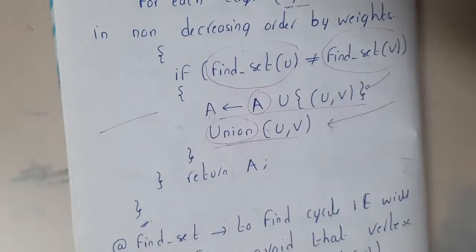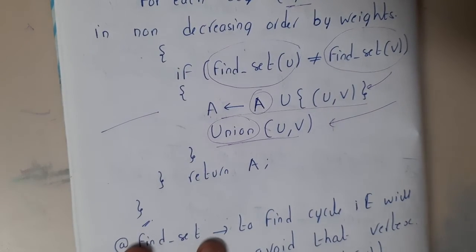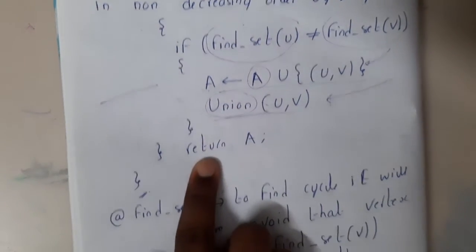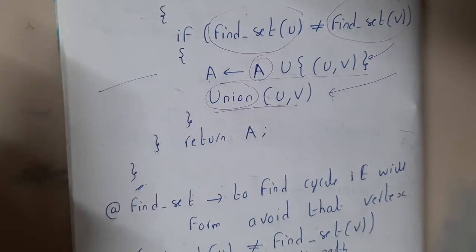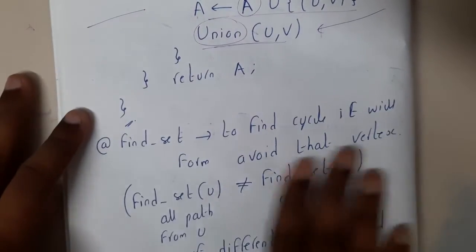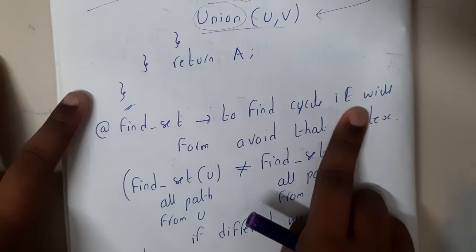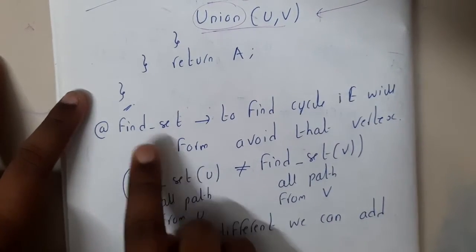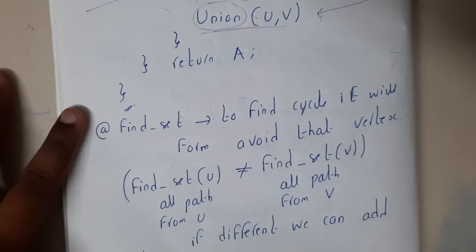Most of you will be having a question: what exactly is this find set, right? I'll be discussing that, don't worry. So you'll return A and that's the end of the algorithm. The algorithm might seem really easy, right? This algorithm is also directly taken from Cormen, guys. Okay, so find set. Find set is nothing but a way to find a cycle, whether it is having a cycle or not.